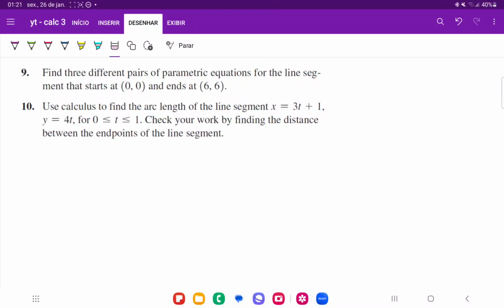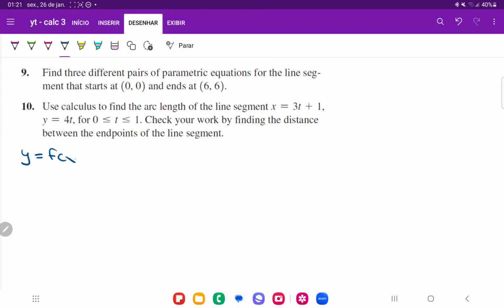So for problem number 10, we're trying to use calculus to find the arc length of the segment defined by these equations here, where x is equal to 3t plus 1, y is equal to 4t, for t between 0 and 1.